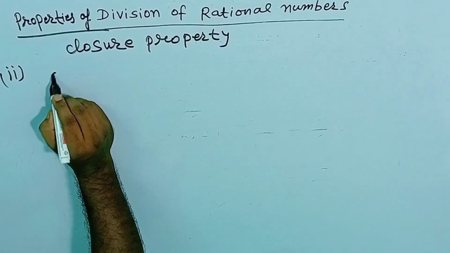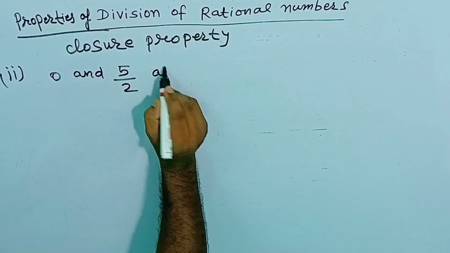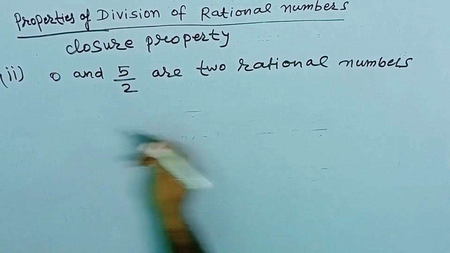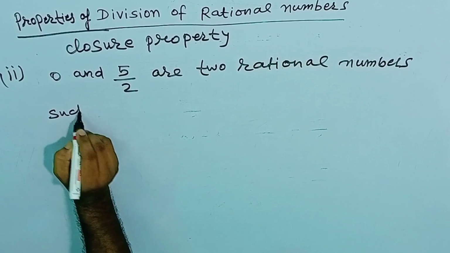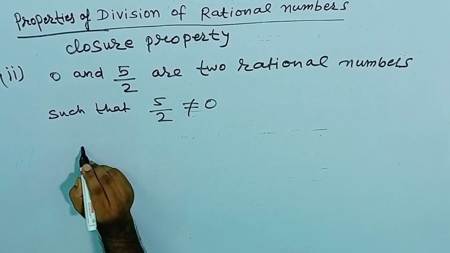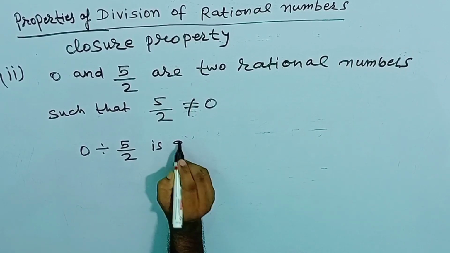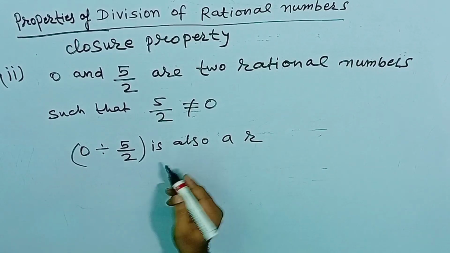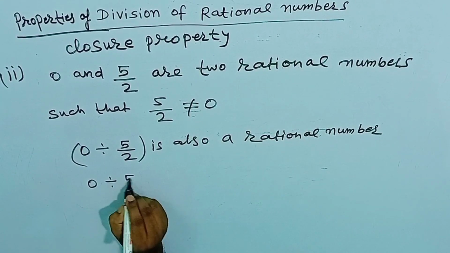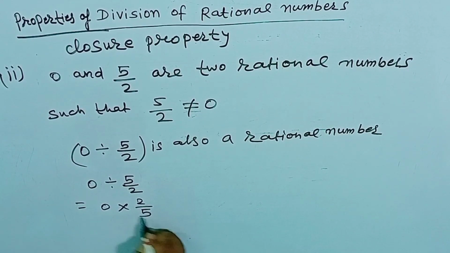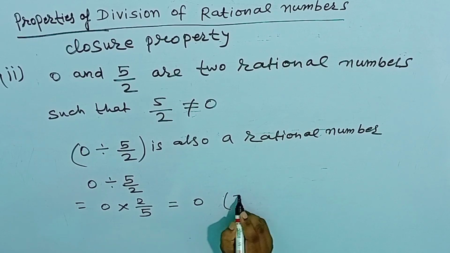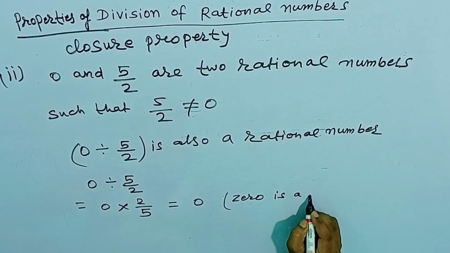So यहां हम क्लोजर प्रॉपर्टी के लिए एक और एग्जांपल लेंगे. 0 and 5 by 2 are two rational numbers such that 5 by 2 is not equal to 0. 5 by 2 0 के बराबर नहीं है. So हम कह सकते हैं कि 0 divided by 5 by 2 is also a rational number. So यहां हम इसे चेक करेंगे. 0 divided by 5 by 2 is equal to, हम लिख सकते हैं 0 into 2 by 5. That is reciprocal of 5 by 2. Is equal to हम लिख सकते हैं 0, and 0 is also a rational number.